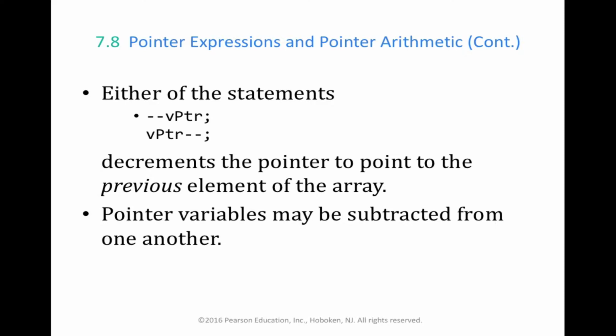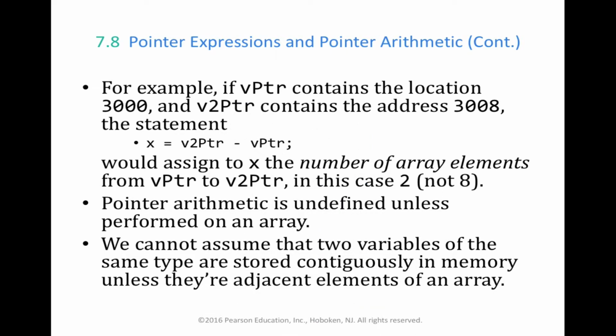Again, either statement --vptr or vptr-- will move us backwards 1 whole element in the array. And pointer variables can be subtracted from one another. So for example, I have a pointer vptr1 that points to the location 3000, and I have a second pointer vptr2 that contains the address 3008. I could do vptr2 - vptr1, and that would assign to x the number of array elements between vptr2 and vptr1. In this case, it's 2 array elements, not 8, even though there are 8 bytes between the two. Remember, with pointer arithmetic, we are counting not the number of bytes, but the number of objects taken up by those bytes.